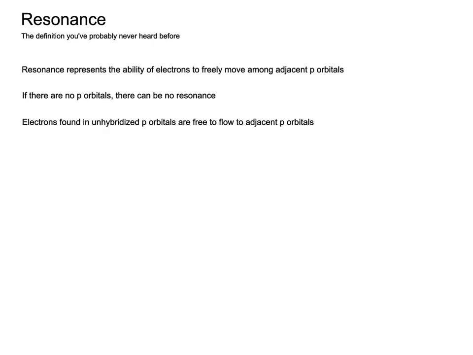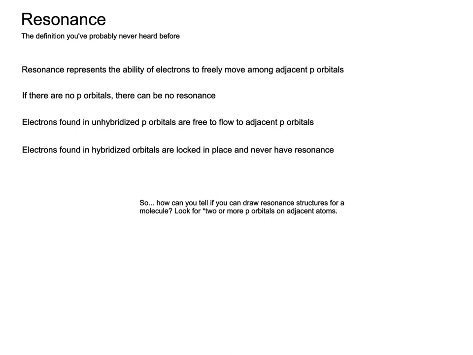So that means that electrons that are found in unhybridized p orbitals are free to flow into adjacent p orbitals and only into adjacent p orbitals. This also implies that electrons that are found in hybridized orbitals, such as sp3 orbitals, are locked in place, and therefore they never have resonance.